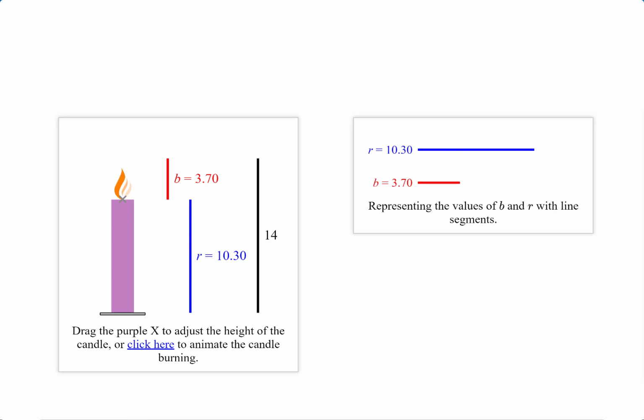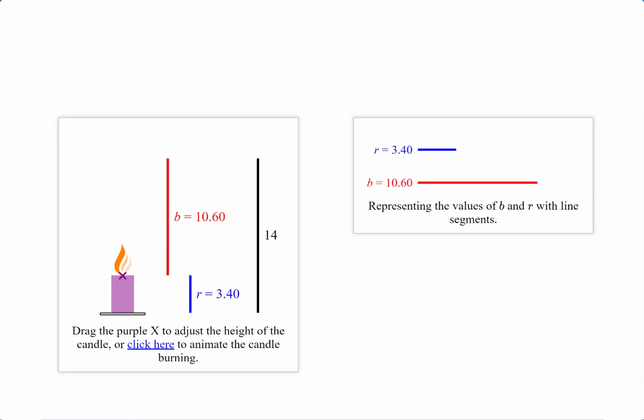So we have these segments over here representing the burned and remaining length, but over on the right-hand side, we also have some horizontal segments representing the values of r and b. We're just putting them horizontal so it's a little easier for us to compare them. Now, as the candle burns, both of those segments vary in length because b and r vary in value. So we notice that as the candle burns, b gets larger and r gets smaller.